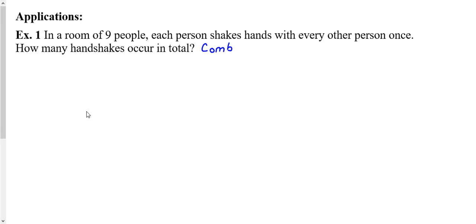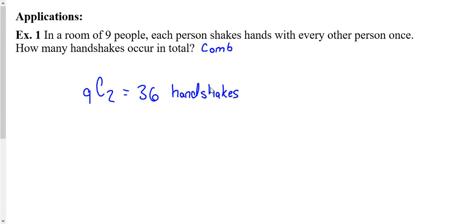Our setup is going to be, well, we do know how many people. There are 9 people in this room, and each person has to shake hands with every other person once. So that means you're shaking hands 2 at a time, like 2 people shaking hands, and there are 9 people in total. So here you go 9 choose 2, which gets you to a total of 36 handshakes.